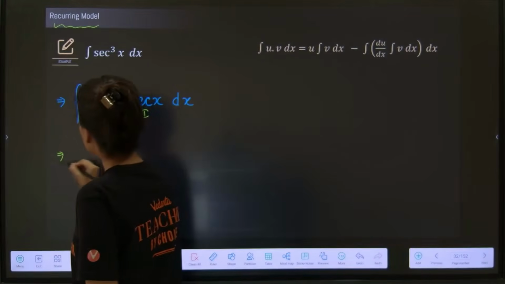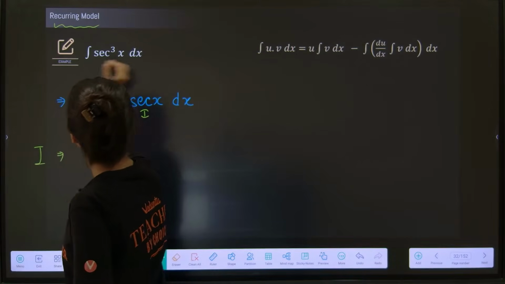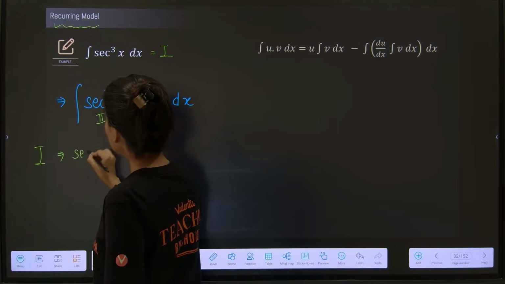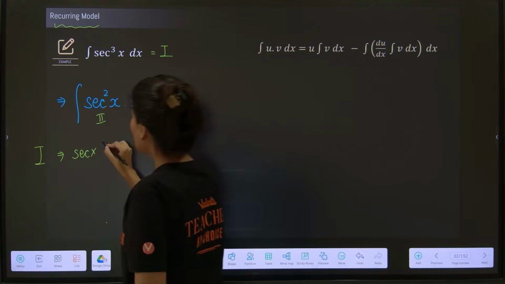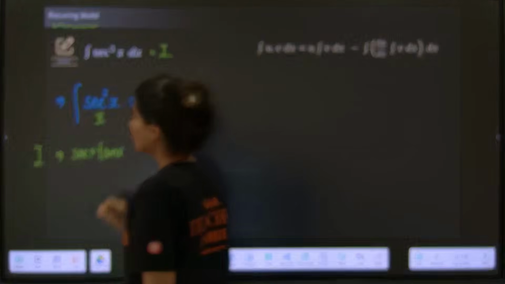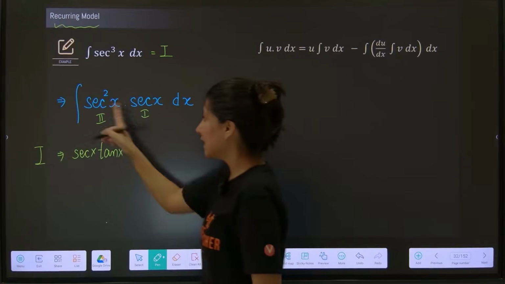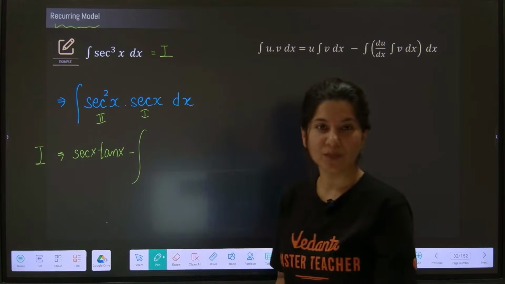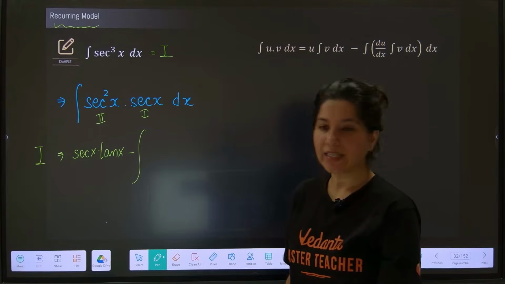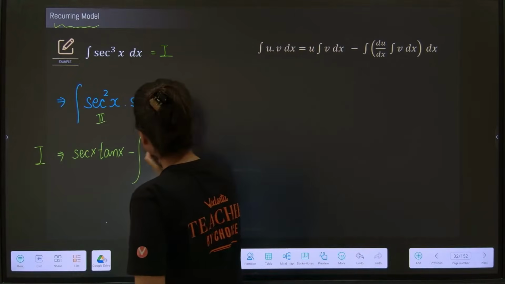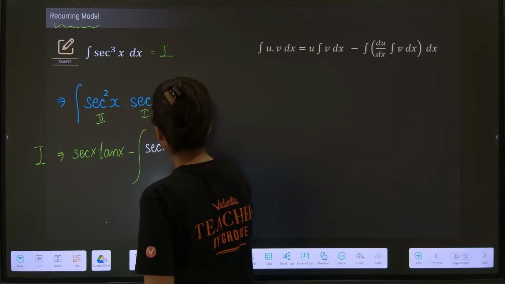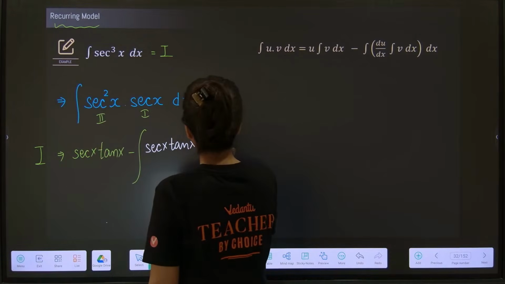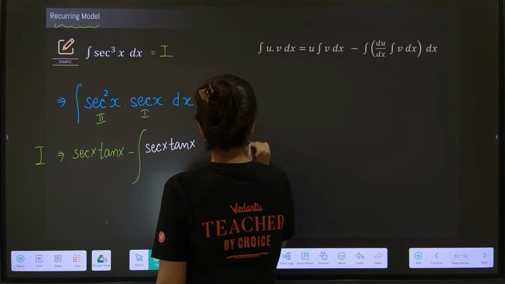Now apply by parts. So I is equals to, let's assume that this is your I integration. I is equals to first function constant, second ka integration is what? Tan x. First function constant, integration of second function minus integration of derivative of first function. What is derivative of sec x? Derivative of sec x is sec x tan x. Okay? And integration of second will be just tan x dx.